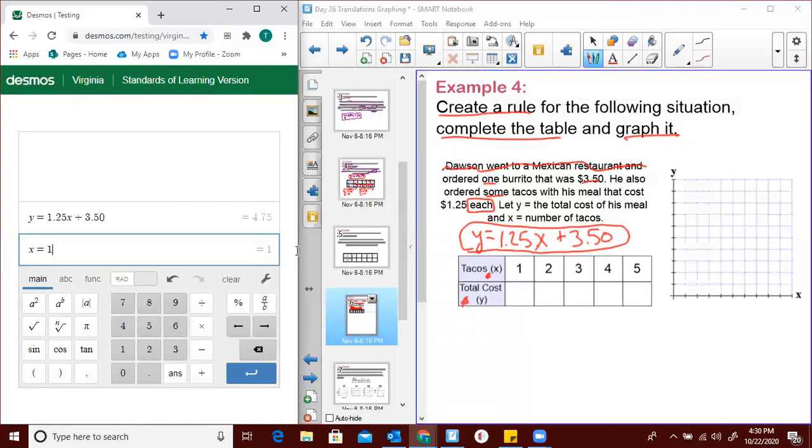So I'm going to put in x equals 1, and you'll see that we get 4.75 up top. So that's how much it costs if he got 1 taco and his burrito. If we say 2, it cost him $6. If we say 3, it cost him 7.25. If we say 4, it cost him $8.50. And if we say 5, it cost him $9.75. All right. So that's all we can really do with Desmos here. So I'm just going to get rid of all of that.